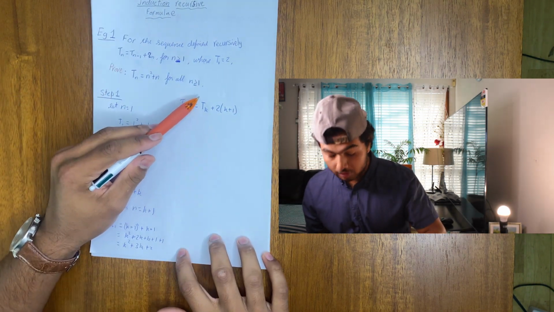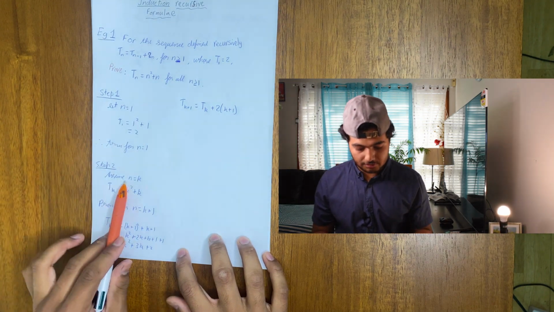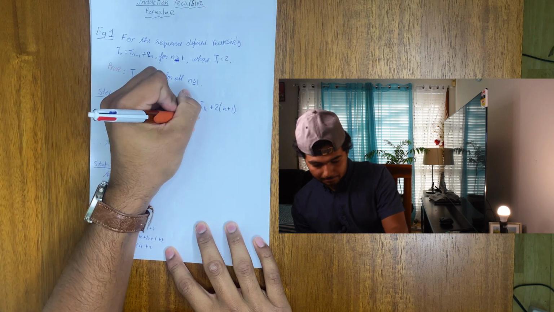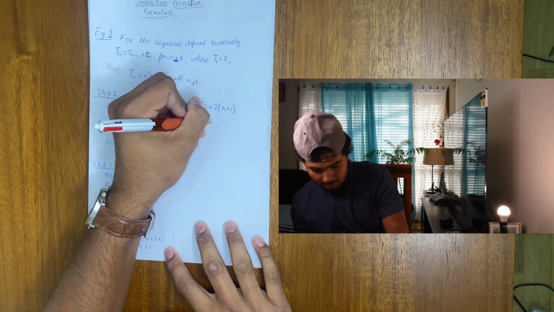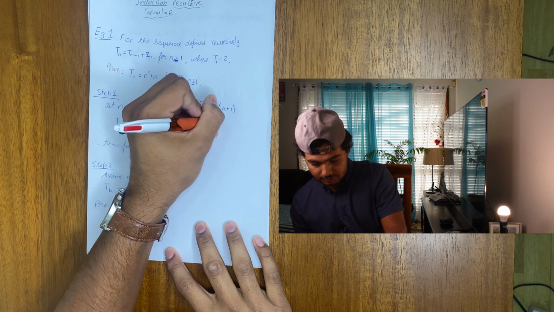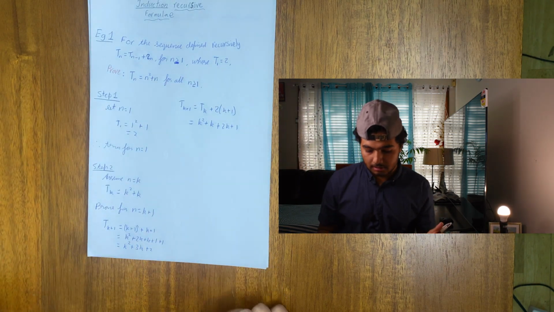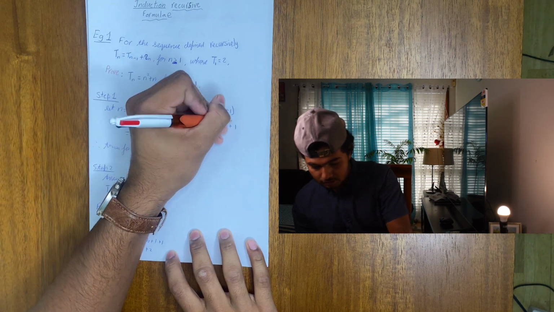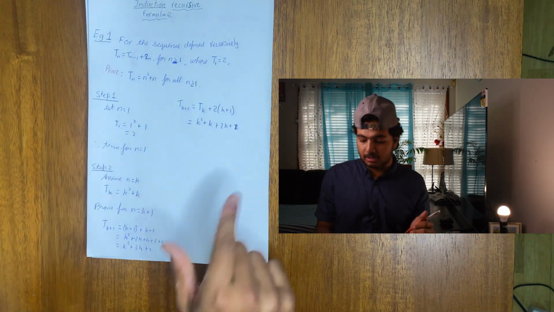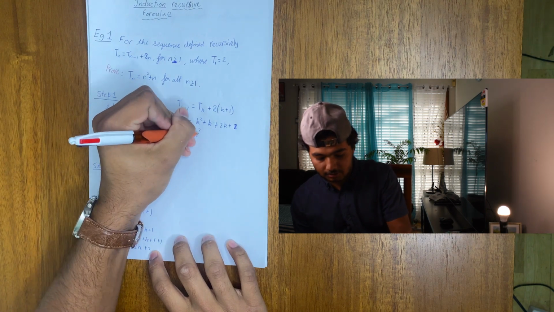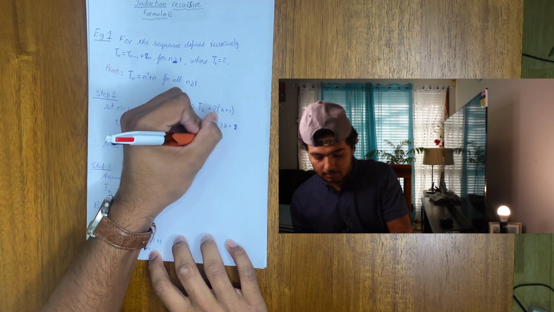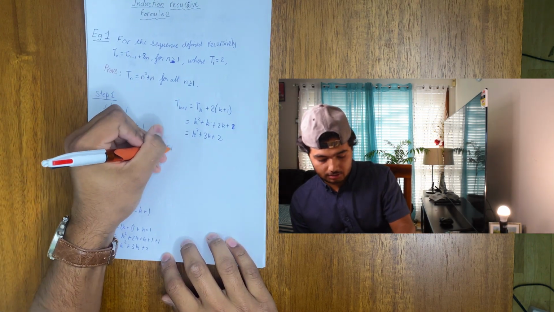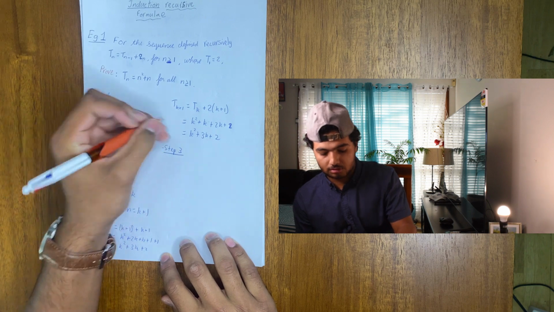Next step, we already know what t of k is from step 2, which will then give me k squared plus k plus 2k plus 2, because when you expand the bracket you get 2k plus 2, which then finally gives me k squared plus 3k plus 2. Therefore, step 3, this equals RHS.